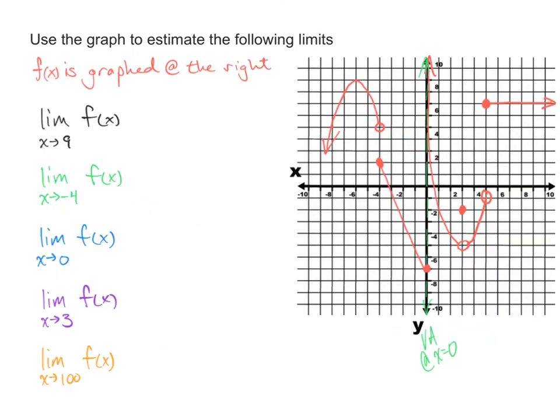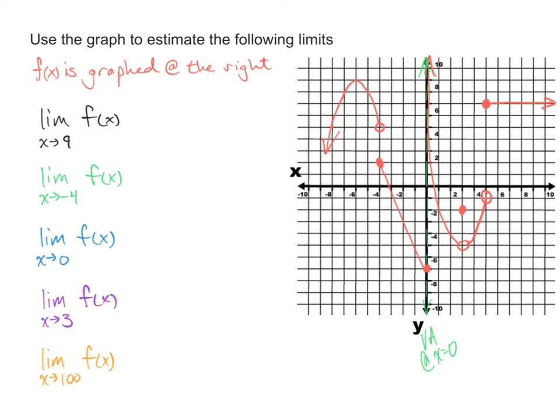On this slide, we will be using the graph to estimate the following limits. So again we have f of x graphed at the right, so that's the red graph this time. And you can see that there are some discontinuities in this graph, and that's what changes between the last slide and this slide. And I want to point out very quickly that in green over here, this is a vertical asymptote at x equals 0.